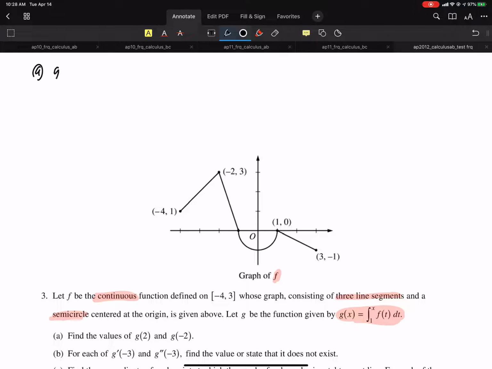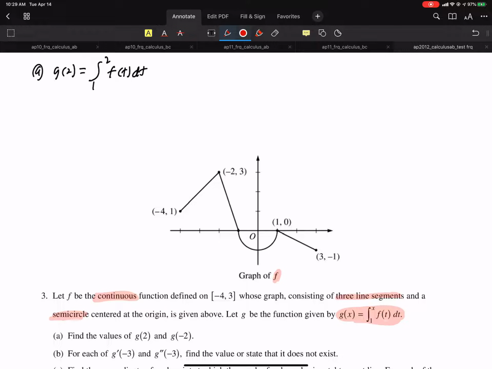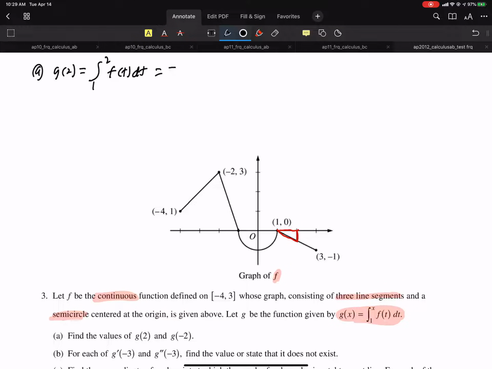We want g of 2. Well, you plug that into the function they gave us. That's the integral from 1 to 2 of f of t dt. Well, how do you find that? From a graph, to evaluate an integral, it's the net area. So what's the net area of that? Since it's below the x-axis, it's going to be negative, so I will put in a minus sign. And the area of that triangle is 1/2 base times height. Well, the base is 1, and that height is 1/2.